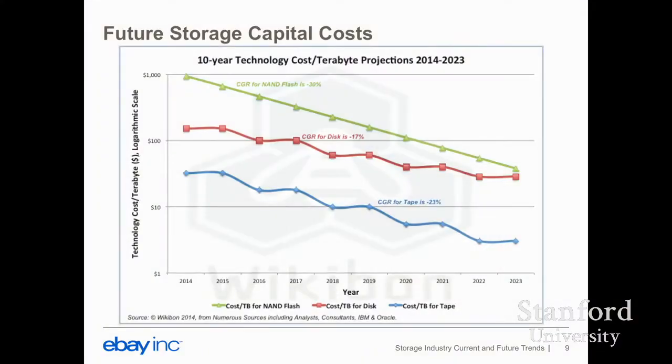So looking at the future, this is from Wikibon estimations. They're predicting that the green line up here is flash, the red line is hard drives, and then tape, which I'm not as interested in. But these top two lines, you're seeing a convergence on price in the early 2020s. Flash has been depreciating 30%, and drives have been depreciating about 17%.